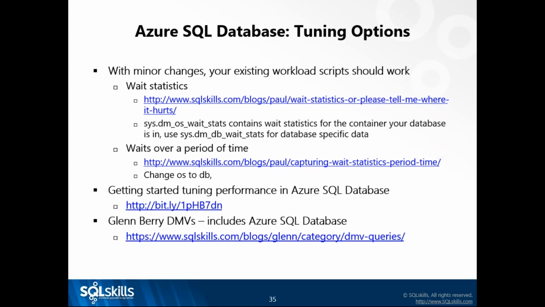So I don't want to know from the whole time the server's been up, but if between 2 and 3 in the afternoon, when my customers are complaining things are slow every single day, I want to know what's happening during that time. So I want to see that time slice. So I use the waits over a period of time.